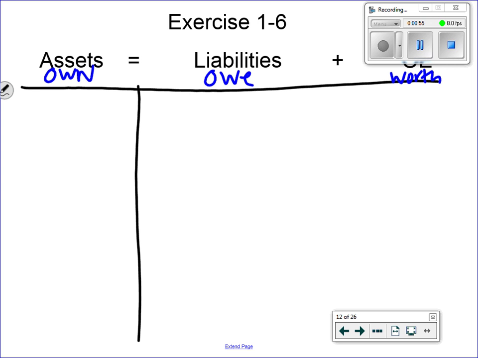So exercise 1-6, I'm seeing it at the top of page 37 in your book. Join me there. I actually like the pair of 1-6 and 1-7 because on 1-6 they remove the numbers and they just say, all right, here's a transaction. Let's see where the pluses and minuses go.